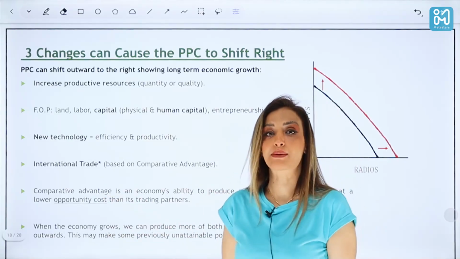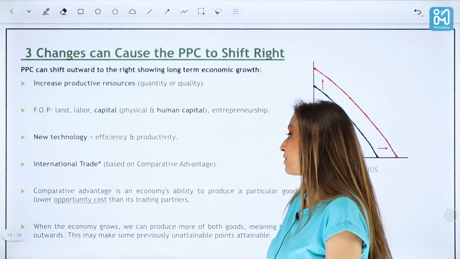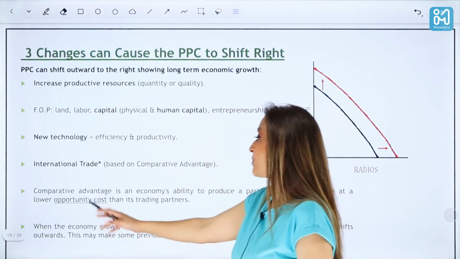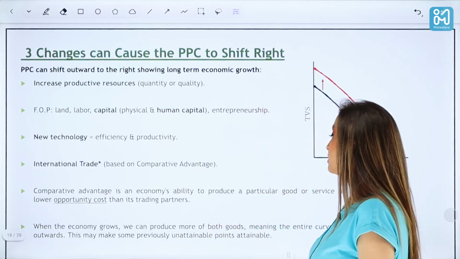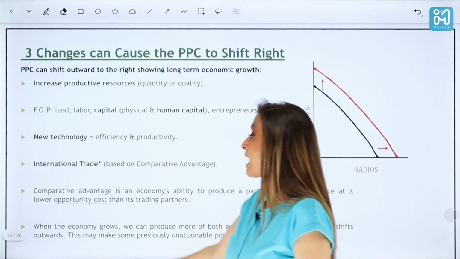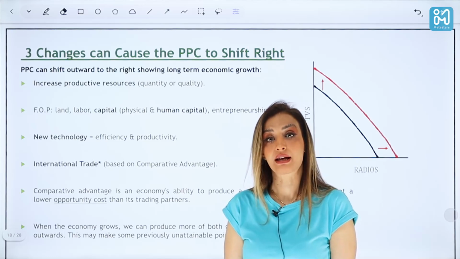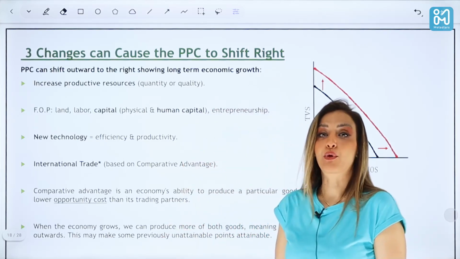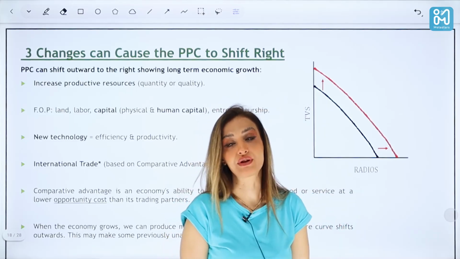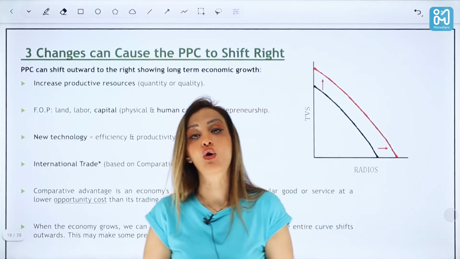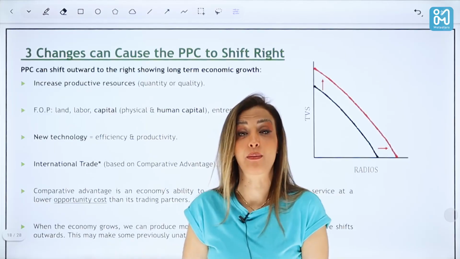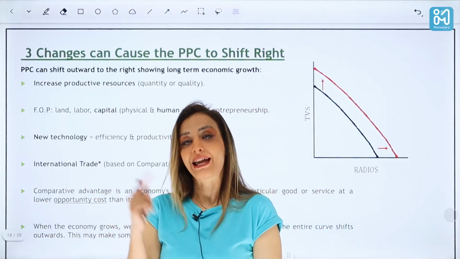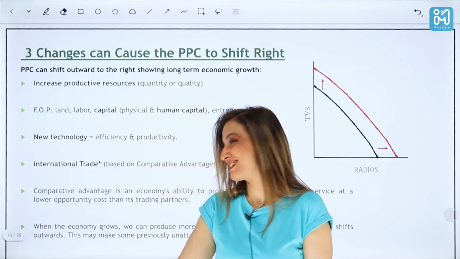This is going to be explained in lesson 1.4, the comparative advantage, but let's mention the definition. Comparative advantage is an economy's ability to produce a particular good or service at a lower opportunity cost than its trading partners. If you are competing with others and you can produce with a low opportunity cost, this is what we call comparative advantage. We have 2 types, absolute and comparative, and again, this will be explained in the next lesson.